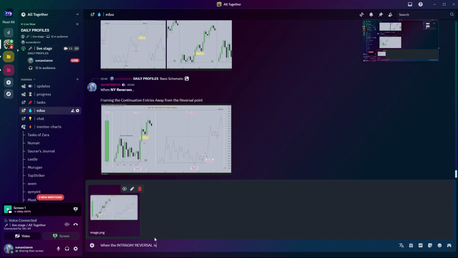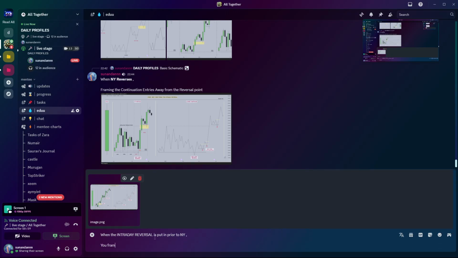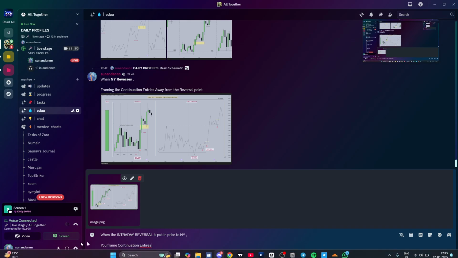Now, when the intra-universal is put in prior to New York, frame the continuation entries, framing the continuation entries.